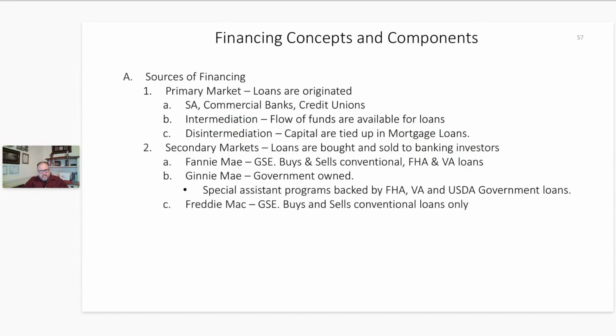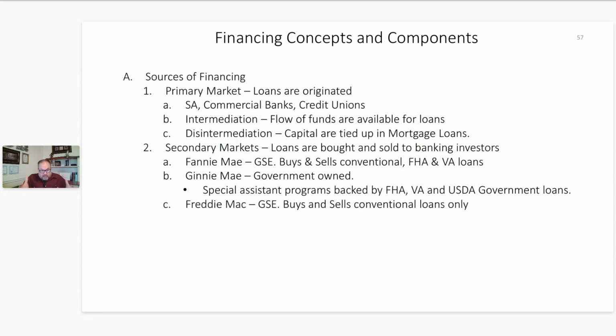The primary market is where they create loans. Remember, you want to know what intermediation is. That's the flow of funds that are available. Disintermediation means the capital is tied up and they don't have money to lend out. So they go to the secondary market.